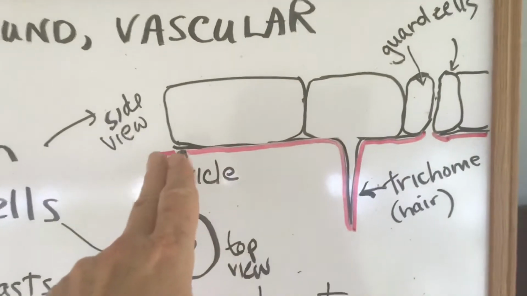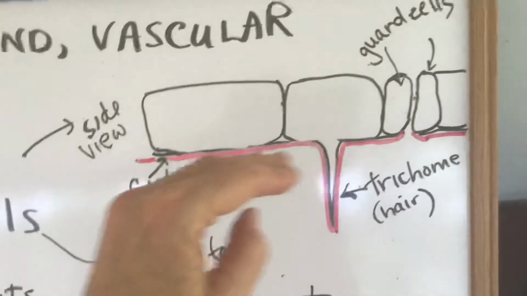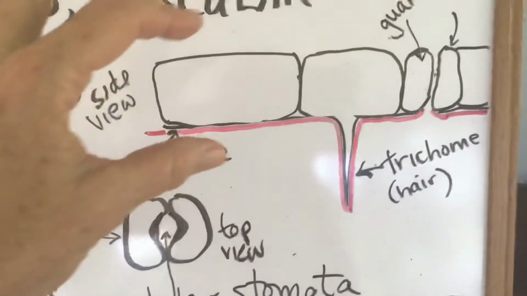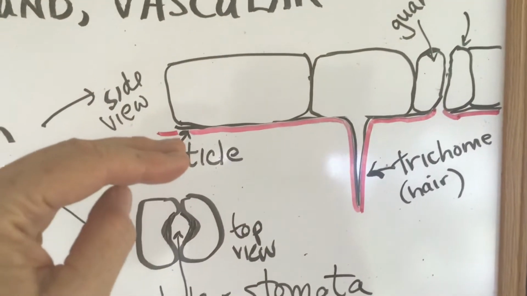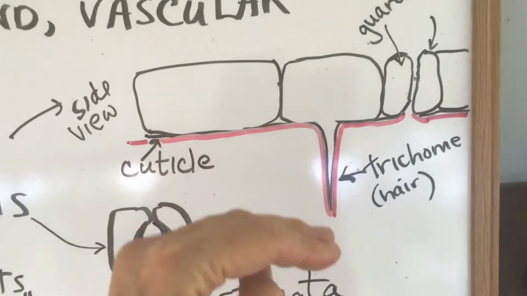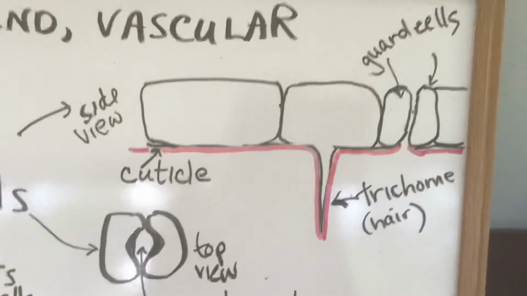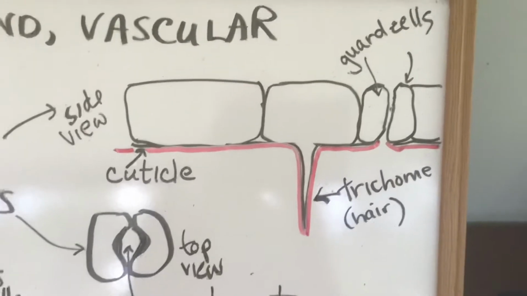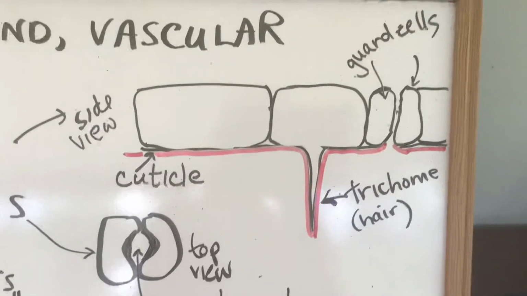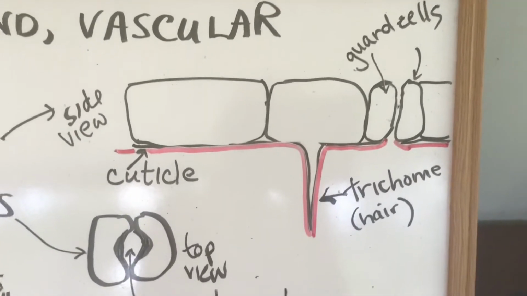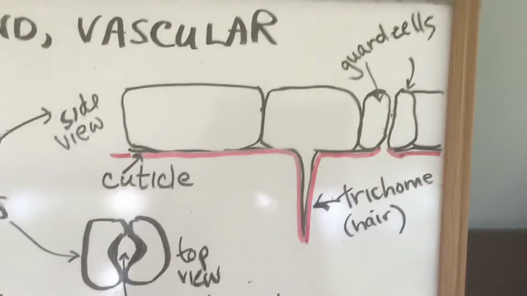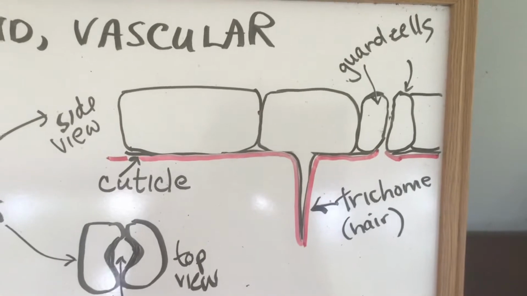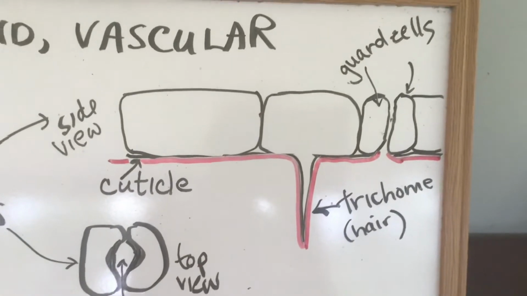So the outside layer, this is a side view. These are epidermal cells, and if this is the bottom layer, it'll be covered with cuticle. Now, cuticle is a lipid. It's a waxy substance. It's a water repellent. So basically, anything within that cuticle is going to be protected from water loss. In addition, it's protected from materials getting in from the outside as well.